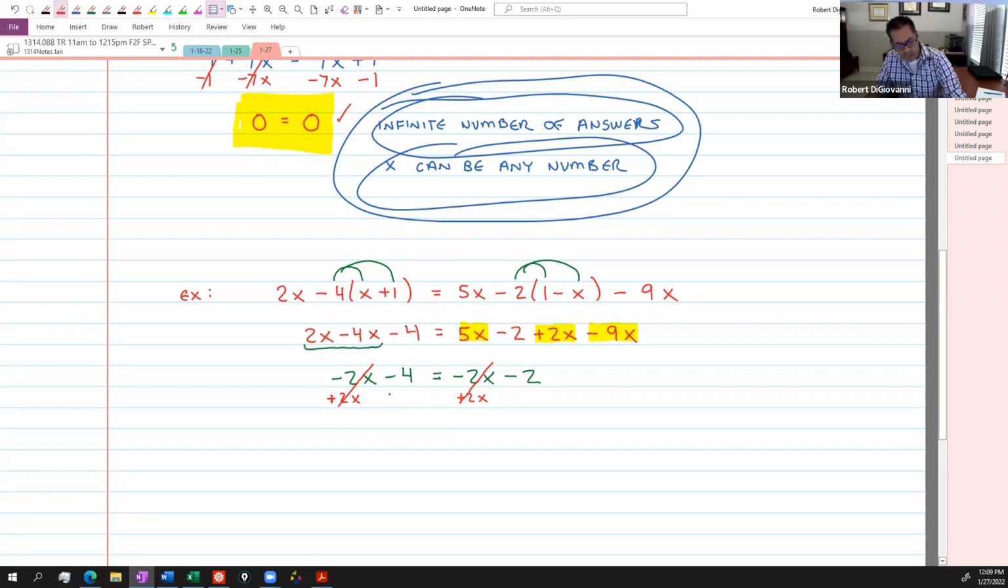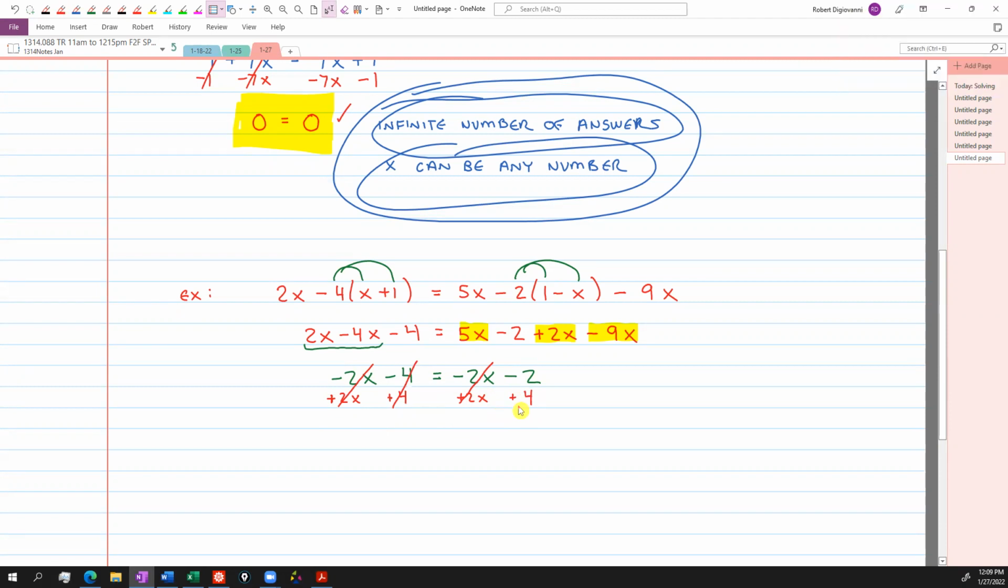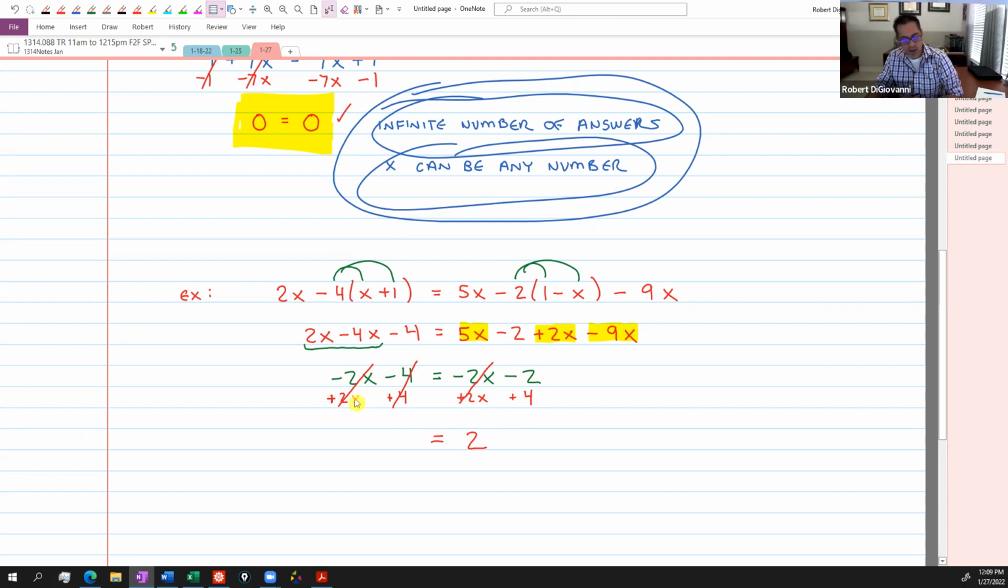If I try and add 4 to both sides, let's say I add 4 to try and get the 4 off the left side, it'll go away here. And on this side, what will it become? 2, right? So the right-hand side is 2. What's the left-hand side? Everything's gone away. What's the left-hand side if everything's gone? 0, right? Nothing.